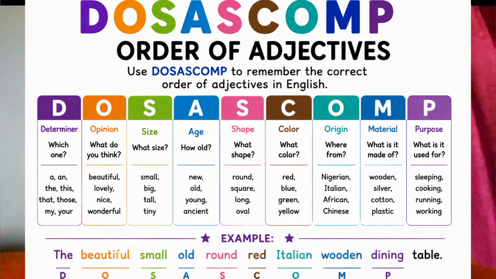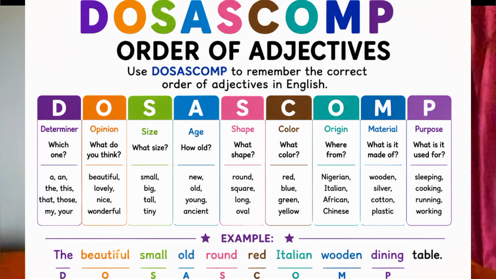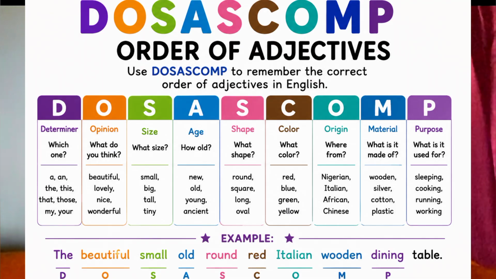Remember, the simple memory trick for this is DOSASCOMP. DOSASCOMP, meaning determiner, opinion, size, age, shape, color, origin, material, and purpose. So next time when you see a number of adjectives that you need to arrange, what should come to your mind is DOSASCOMP.